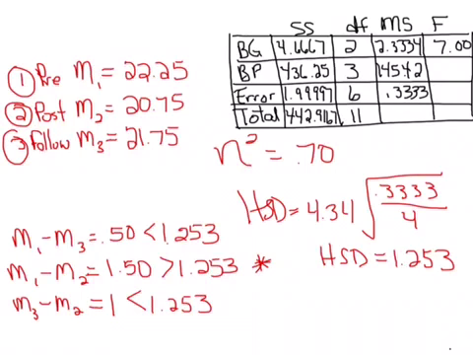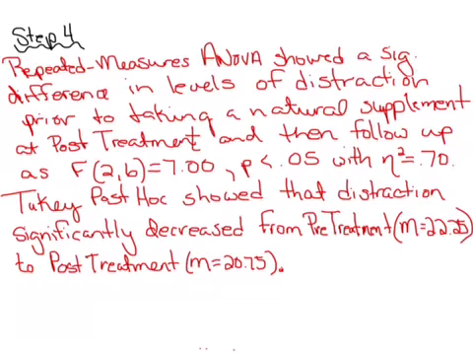So we have our overall significance, and then we're going to report our post hoc tests. This is what it should look like, your final results. And this is how I wrote it. It should be something similar, but I stated that repeated measures Anova showed a significant difference in the levels of distraction prior to taking a natural supplement, at post-treatment, and then follow-ups. So I just gave the 3 treatments. Our F obtained with degrees of freedom between and error. P is less than alpha because it's significant. And I reported my effect size. That's the overall Anova.